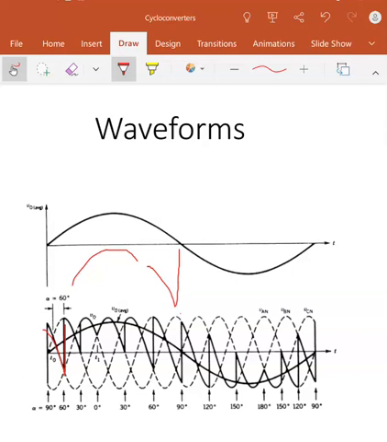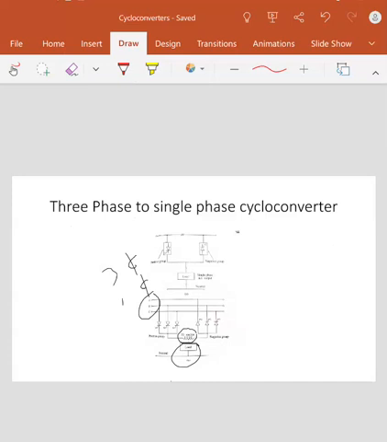Now go on reducing the firing angle. So it starts and then it starts like this. After this instant, go on increasing the firing angle so that the wave shape becomes like this. Okay? So this is for the positive cycle. If you want the negative cycle, then again we have to use the negative converter or the negative circuit. For example, in this case we are going to use this one.